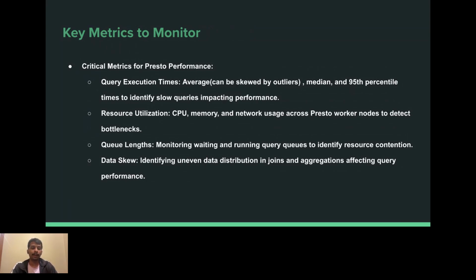If we have a certain spike in the data skew, we can always check whether the database we have integrated in the Presto cluster is correct or not, or has the correct data or the correct schema or not. This way we can check the data skew as well. So these are some key metrics which we need to monitor if we are taking care of Presto performance.